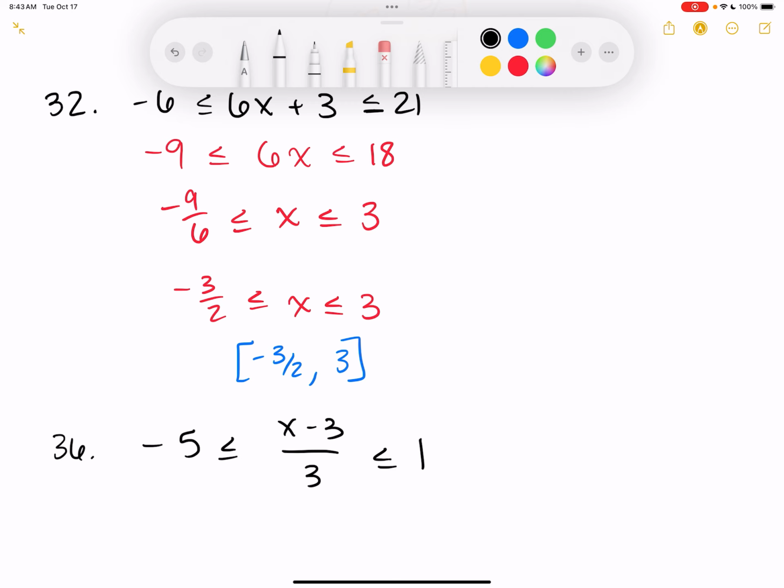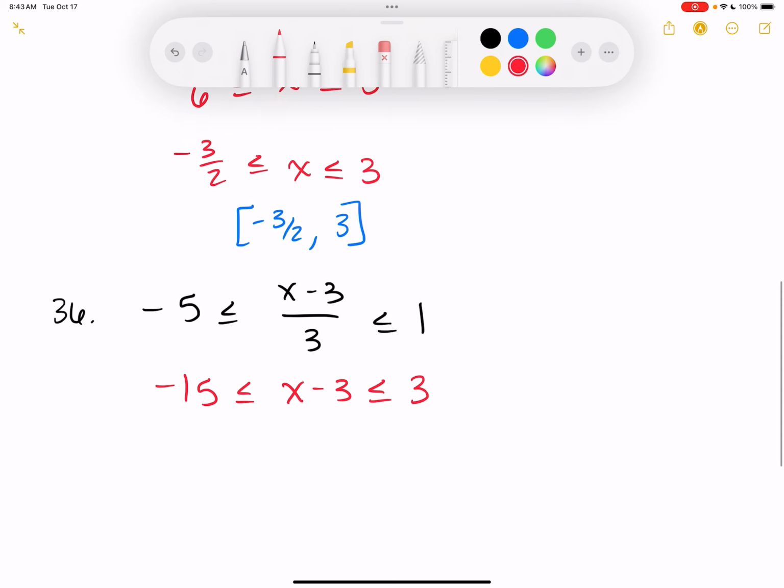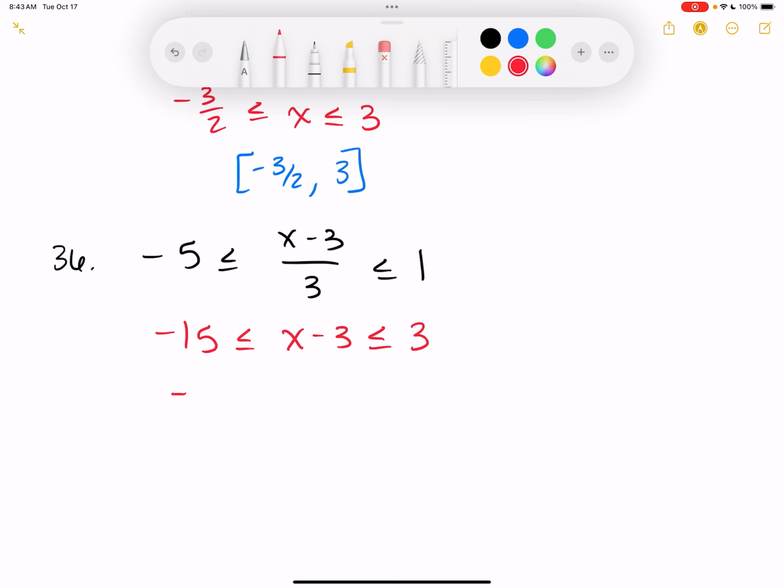So what would I do first with this one? Multiply by 3. Yep, multiply all of it by 3, so that's going to give me -15 is less than or equal to x minus 3 is less than or equal to 3. And now what? Add 3, so -12 is less than or equal to x is less than or equal to 6.